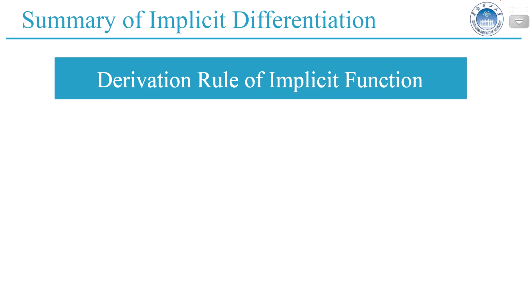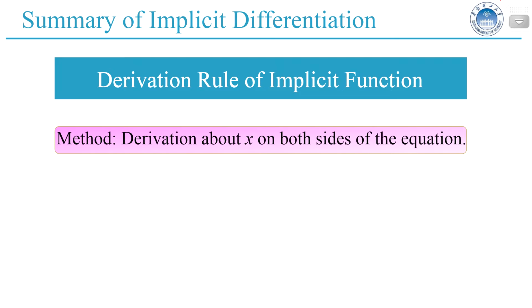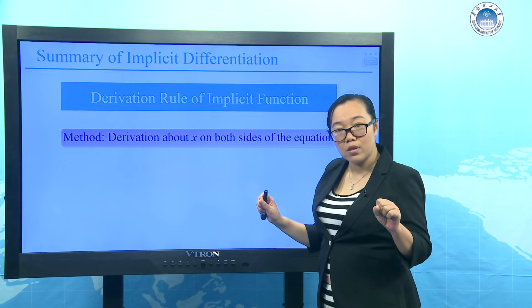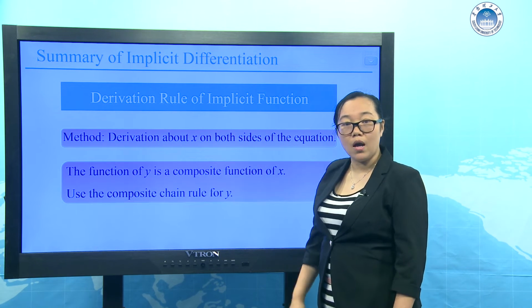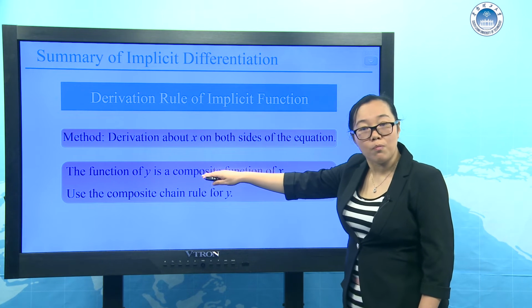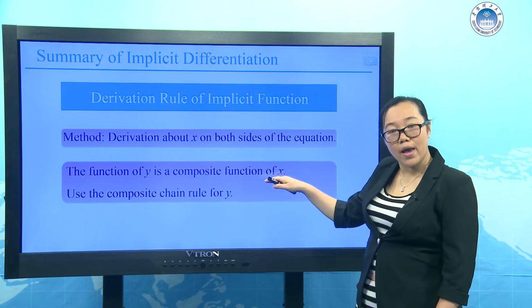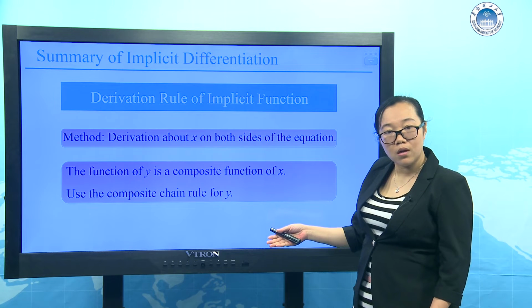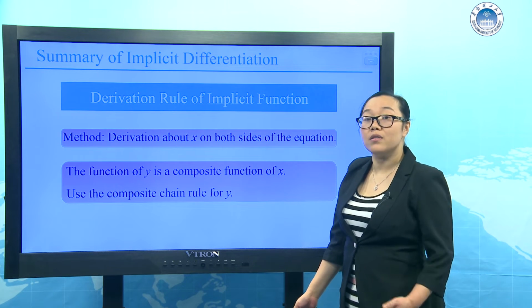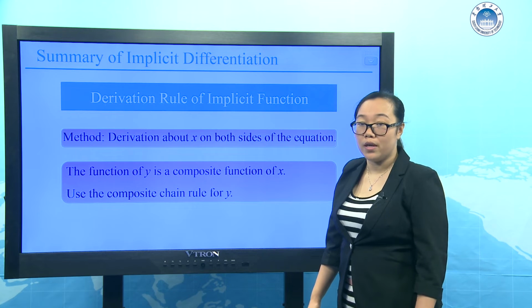Derivation rule of the implicit function. How to get it? Yes, the method is to differentiate with respect to x on both sides of the given equation. How to do it? The function of y is a composite function of x, so try to use the chain rule for y. We can get the corresponding implicit differentiation.